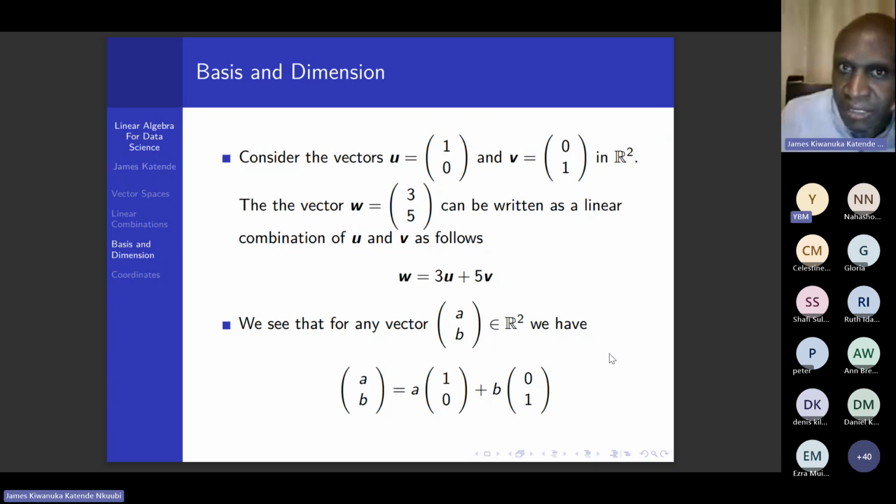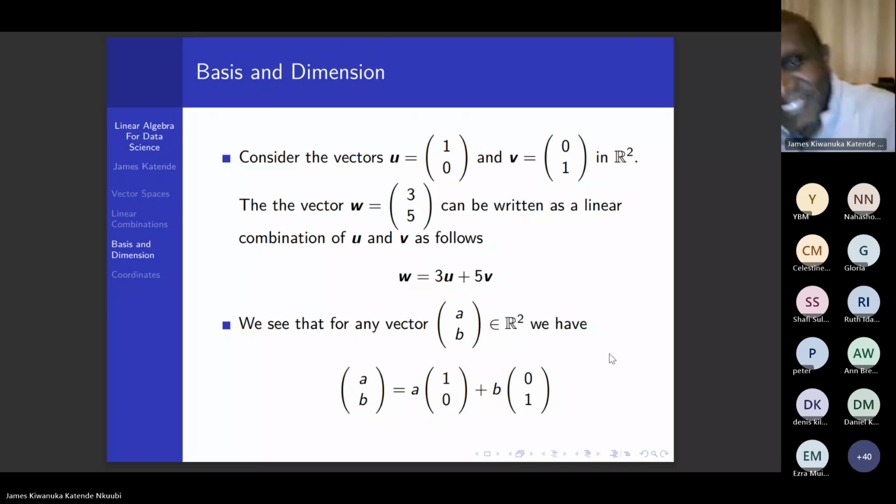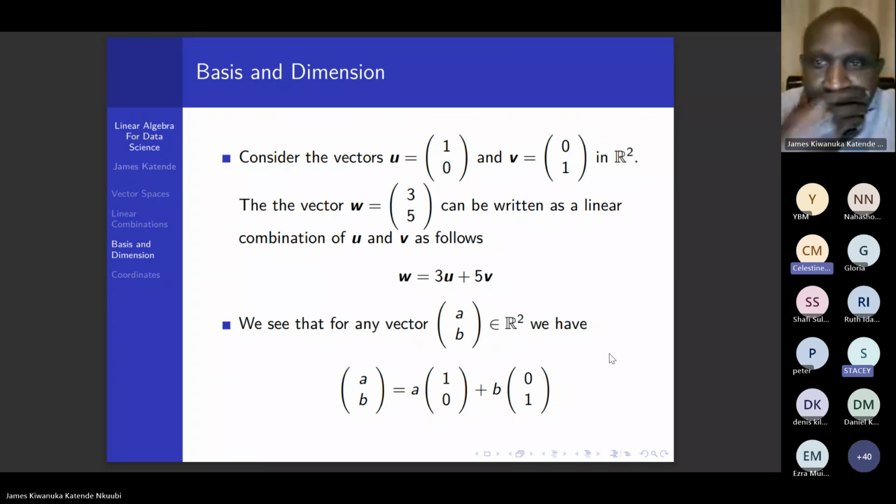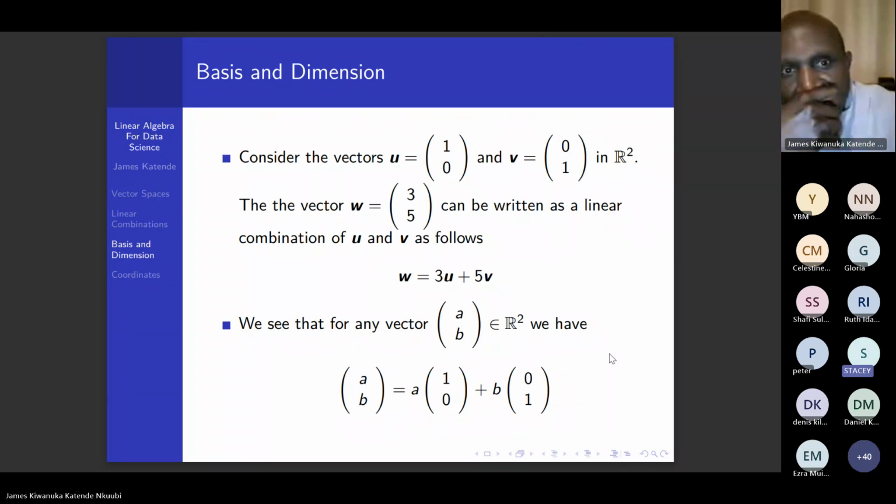Is that making sense? Unaweza rudia? Can you please repeat that on the basis and dimension?